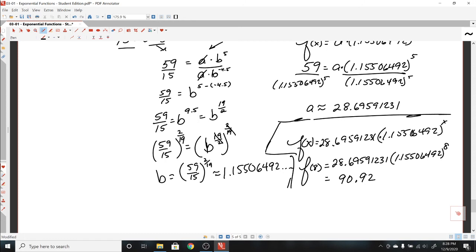And I would encourage you to do all of these steps on your own. Verify these calculations, make sure that they're true. And this will take you pretty much through everything that's in the Delta Math exercises. So try to do those.